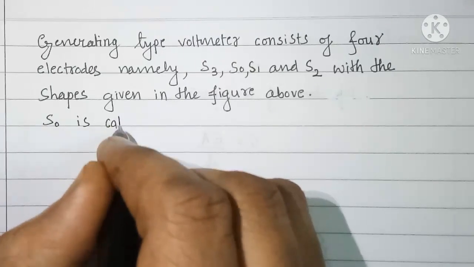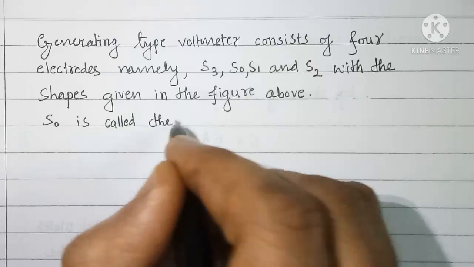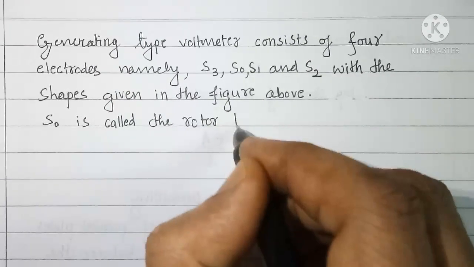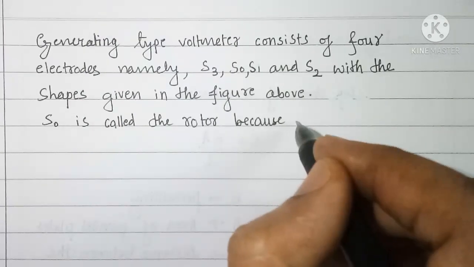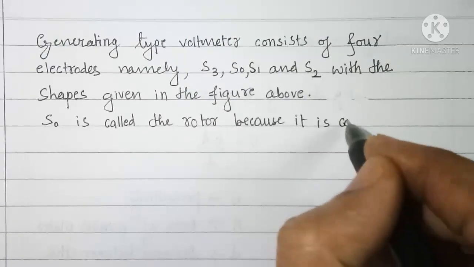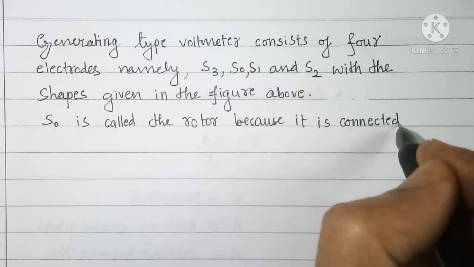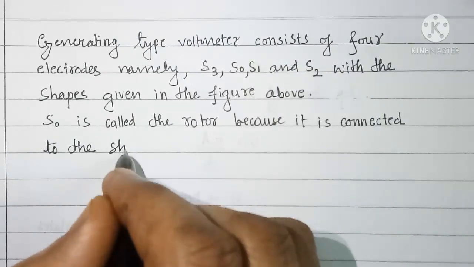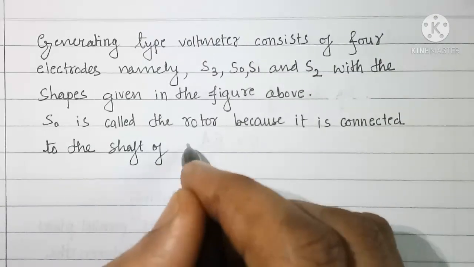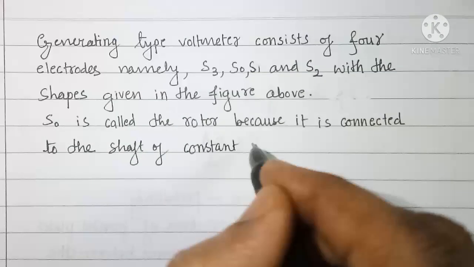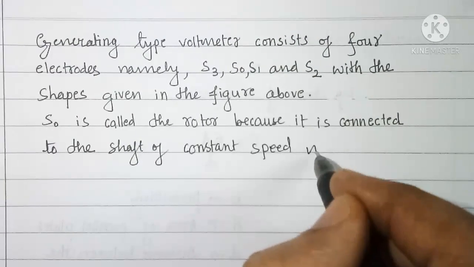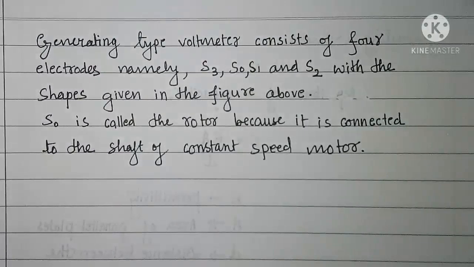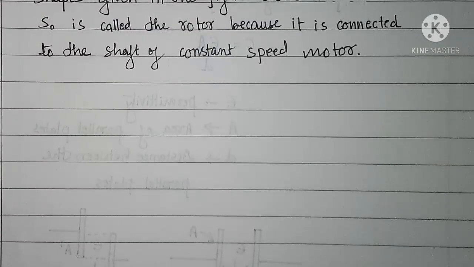S0 is called the rotor because it is connected to the shaft of constant speed motor. Now we will discuss the principle of operation.